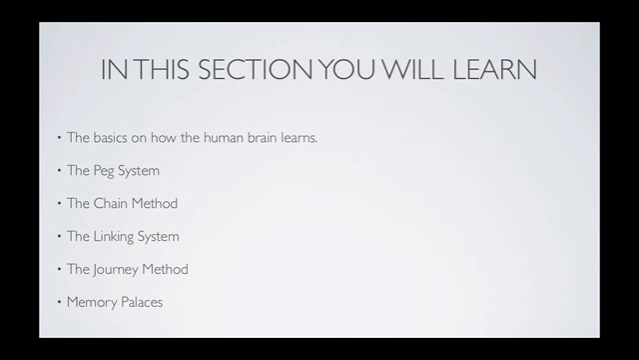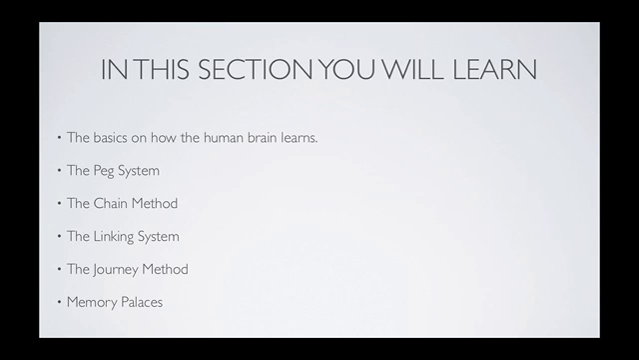So in this section we're going to learn a few things. This first lecture is going to be the basics on how your brain actually learns. So it's not going to be that long, it's going to be maybe 4 minutes, and then after this lecture we're going to go through 5 memory systems or memory techniques, and they are the PEG system, the chain method, the linking system, the journey method, and then memory palaces.